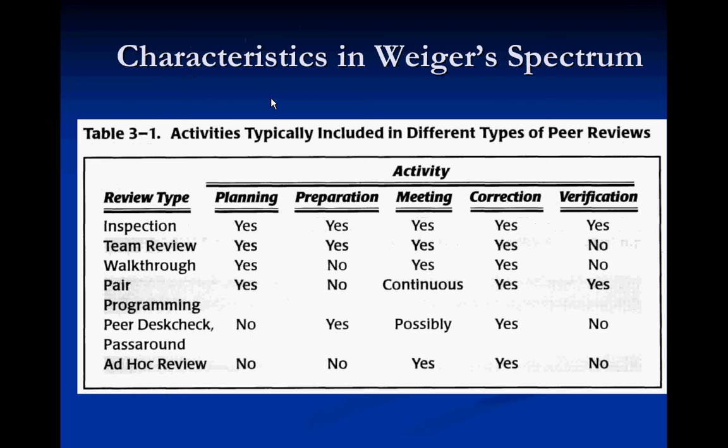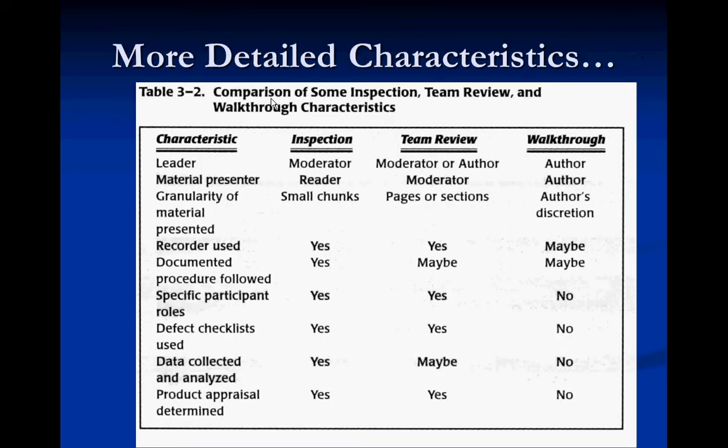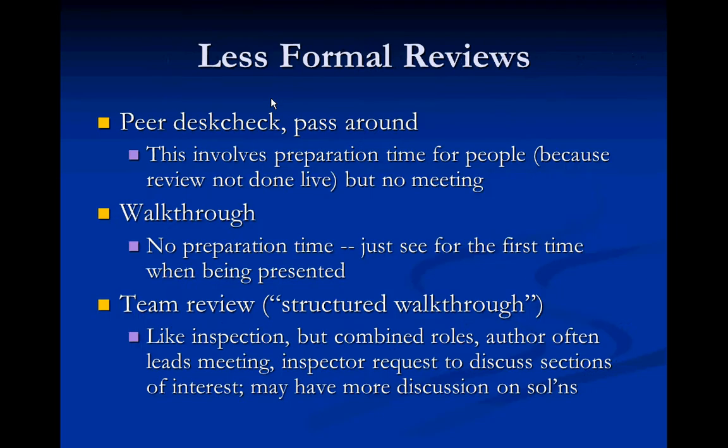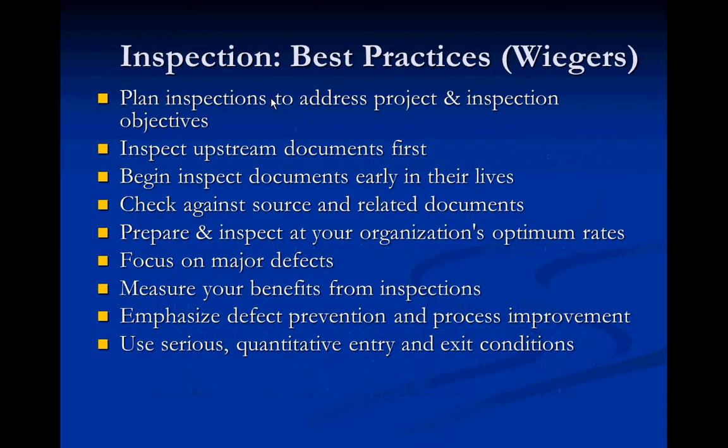You'll notice that inspection has yes for all of these. So it requires planning up front. You have to prepare a set of documents before the review to circulate. You have a formal meeting, often more than one. You have to correct the issues, and they have to be verified by somebody other than the person who corrected them. Okay, you'll notice that there's a variety of people involved too. For example, recorders, someone who's leading it, etc. So I noted some less formal reviews here, which include pair programming, although it's not listed there.